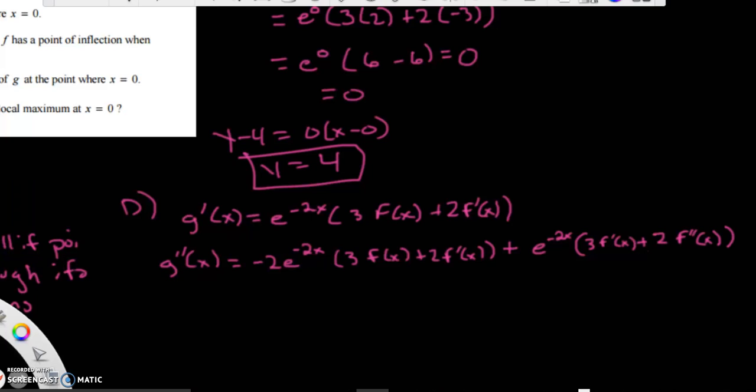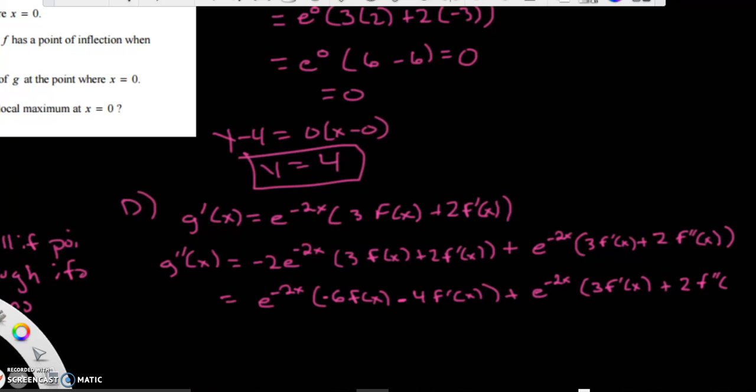Okay, so let's see if we could simplify this a little bit. Equals. So now let's think about how we could simplify this. If I distribute, I'm going to get negative 6. Well, I don't know if I want to just distribute the negative 2. That might make sense. E to the negative 2x. And now I'm going to get negative 6, distribute the negative 2. F of x minus, going to get negative 4, 4f prime of x, plus e to the negative 2x plus 3f prime of x plus 2f double prime of x.